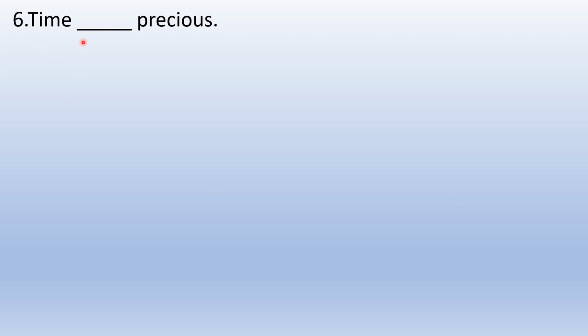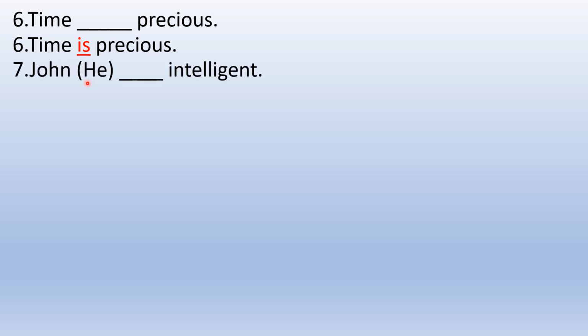Next is time dash precious. Now time, as we know, is an uncountable noun that cannot be counted. And always remember, with uncountable noun we use is. Time is precious. Time एक uncountable noun है जिसको आप count नहीं कर सकते. इसको हमेशा uncountable कहा जाता है, इसीलिए हम उसके साथ is का यूज करेंगे.